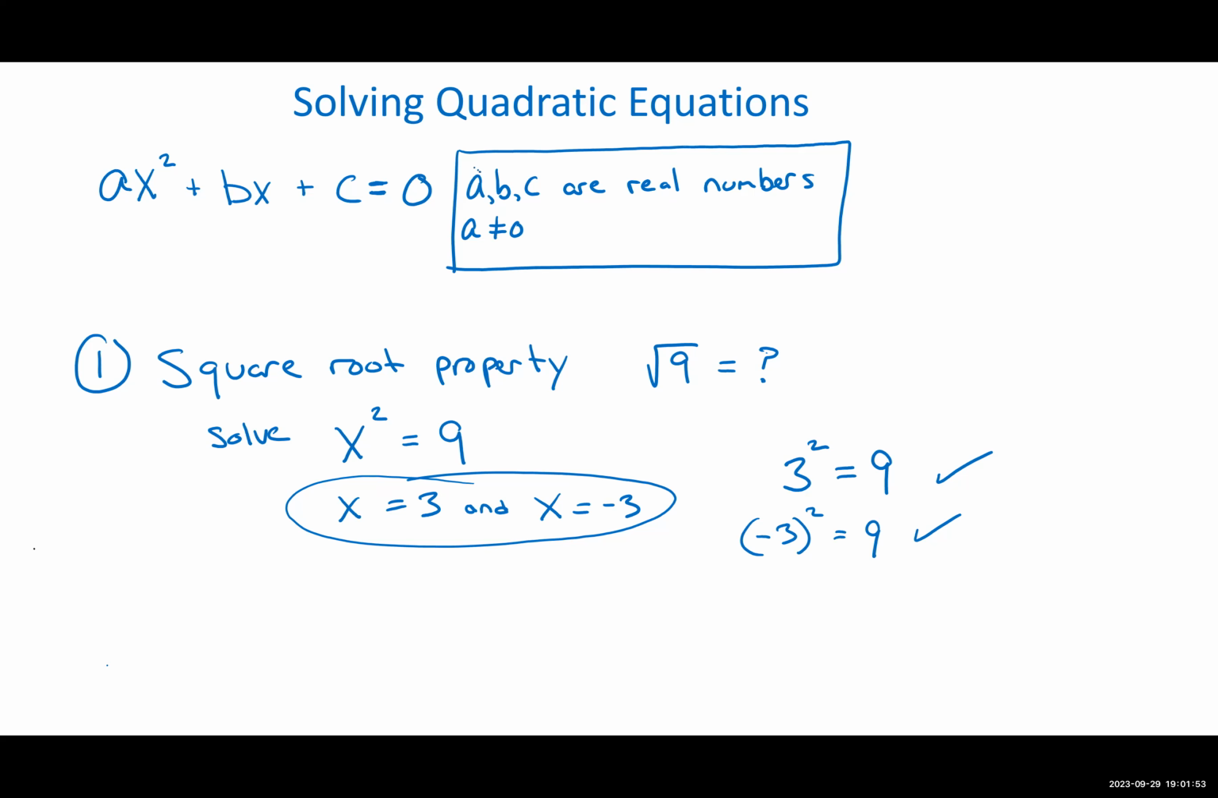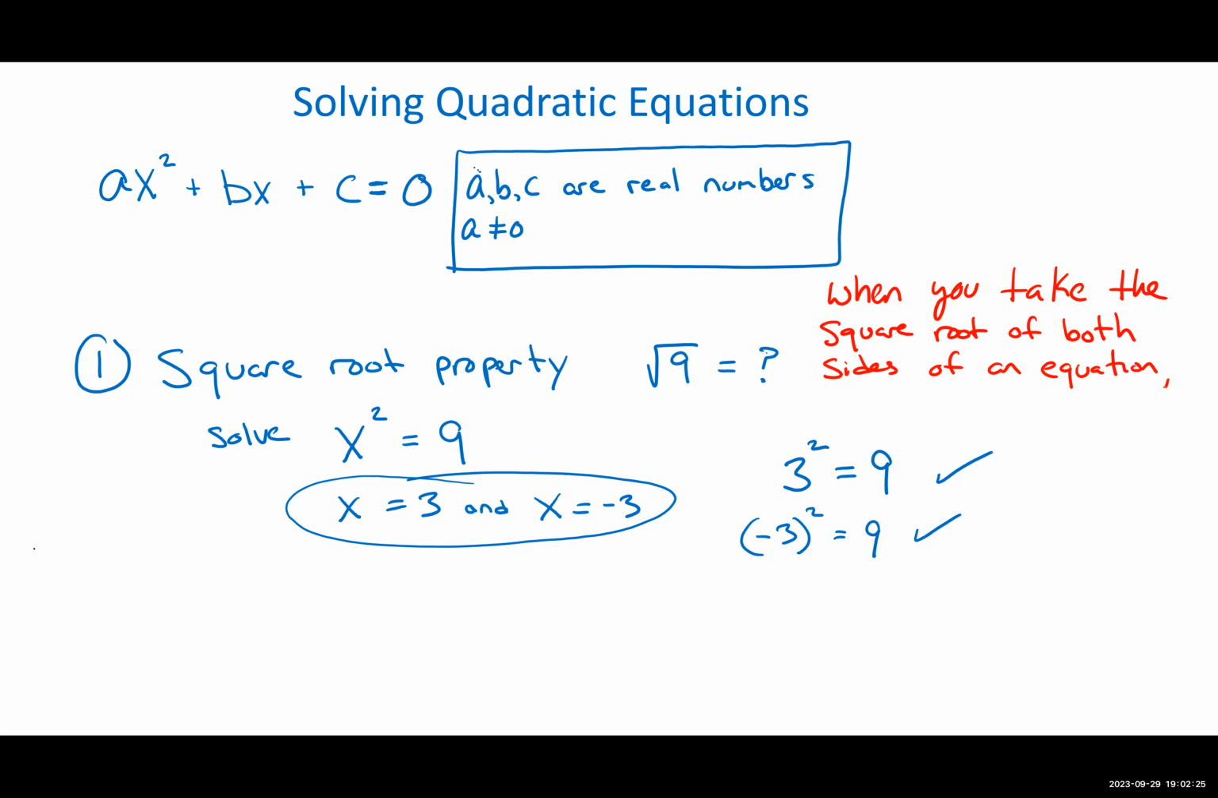So simply put, we can say when you take the square root of both sides of an equation, what you need is a plus minus. You need a plus minus.